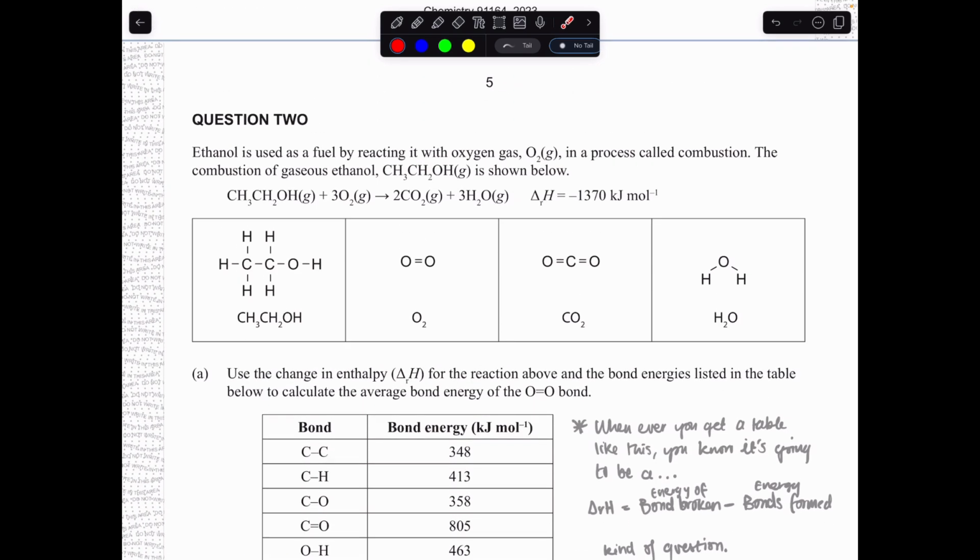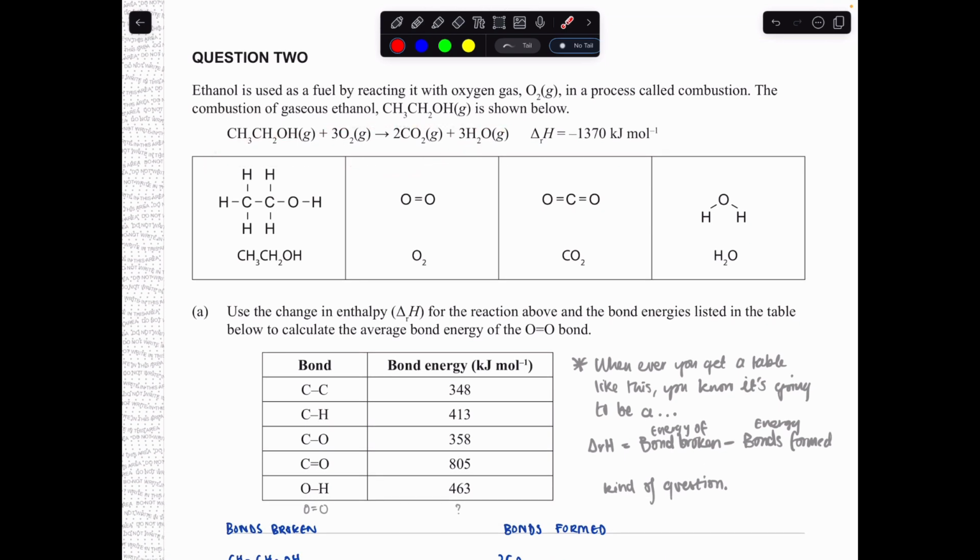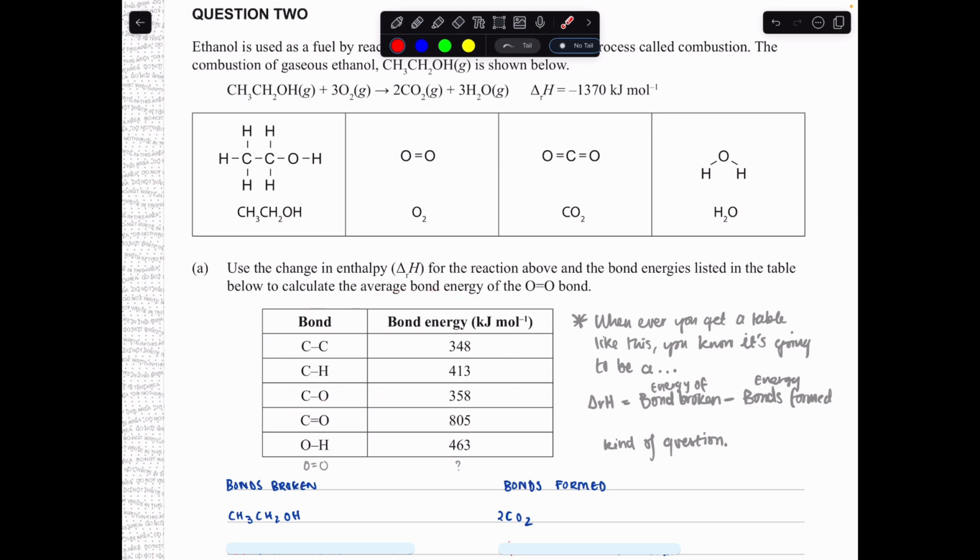So ethanol is used as a fuel by reacting it with oxygen gas in a process called combustion. The combustion of gaseous ethanol is shown below. So here's the reaction. This is how much energy is released. Whenever we're given a table like this, we know it's going to be that kind of question where it's energy of bonds broken minus energy of bonds formed. Easy peasy.